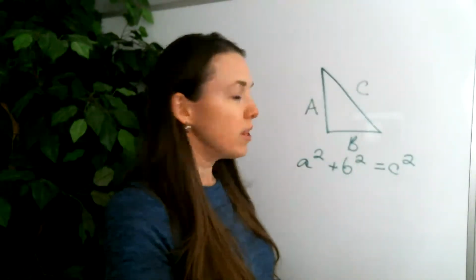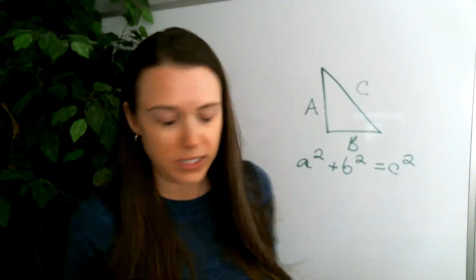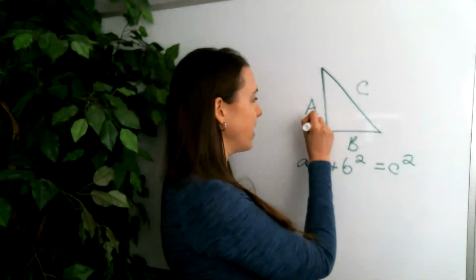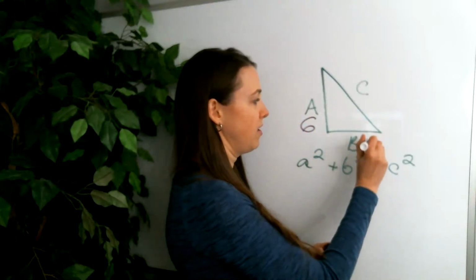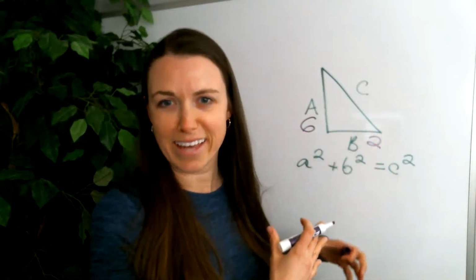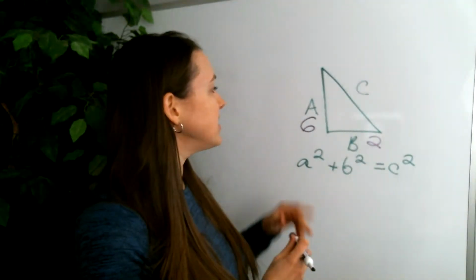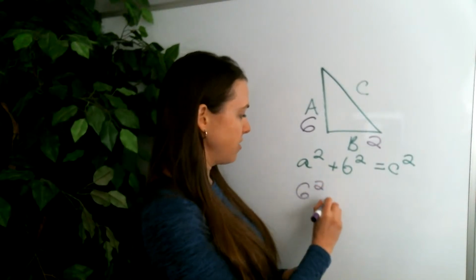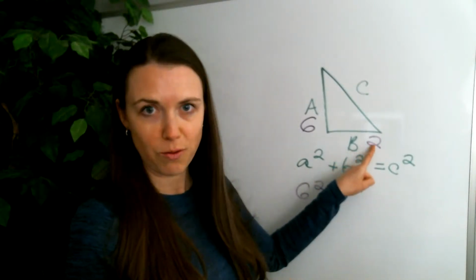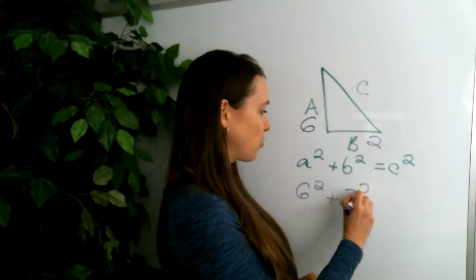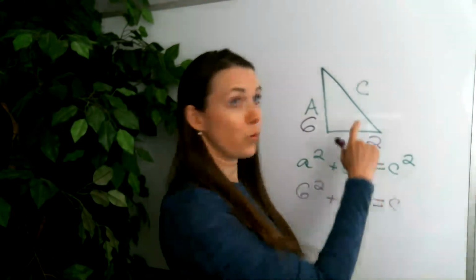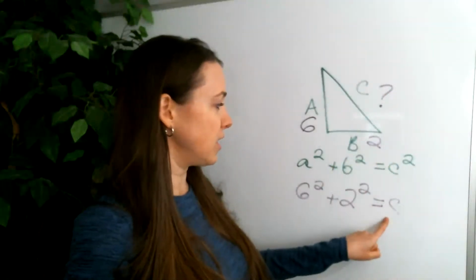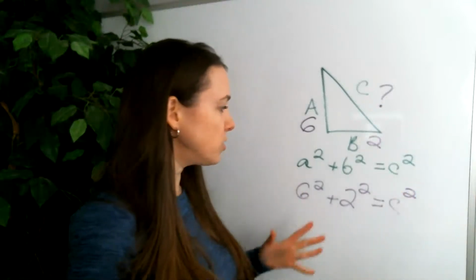Okay, so let's make up some numbers. I am going to say that my A is 6, and we're going to call B a 2. It's not drawn to scale. So I'm going to put my 6, squared, plus my B, which is a 2, squared, equals C, which we don't know what it is, so we can just put a little question mark there. We're trying to figure out what C is. So I have C squared.